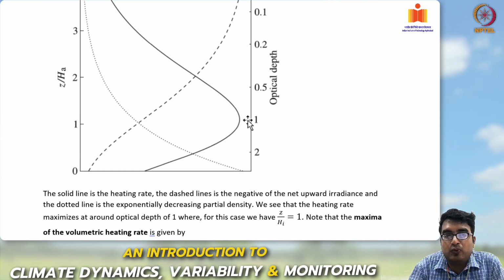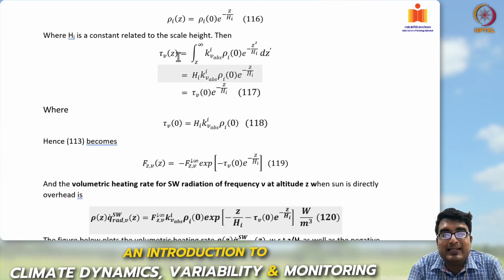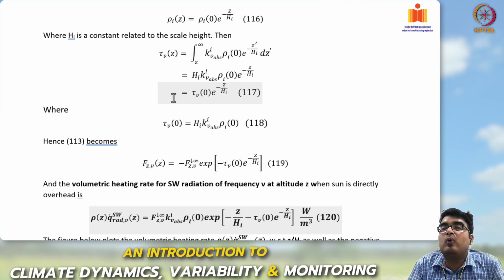Optical depth is equal to 1. Here, incidentally, it is also close to where Z by Hi is equal to 1, but that need not be the case. So you can see optical depth equals 1, whatever is the optical depth here, so you can get the expression for Z by Hi at which the optical depth equal to 1 is valid.